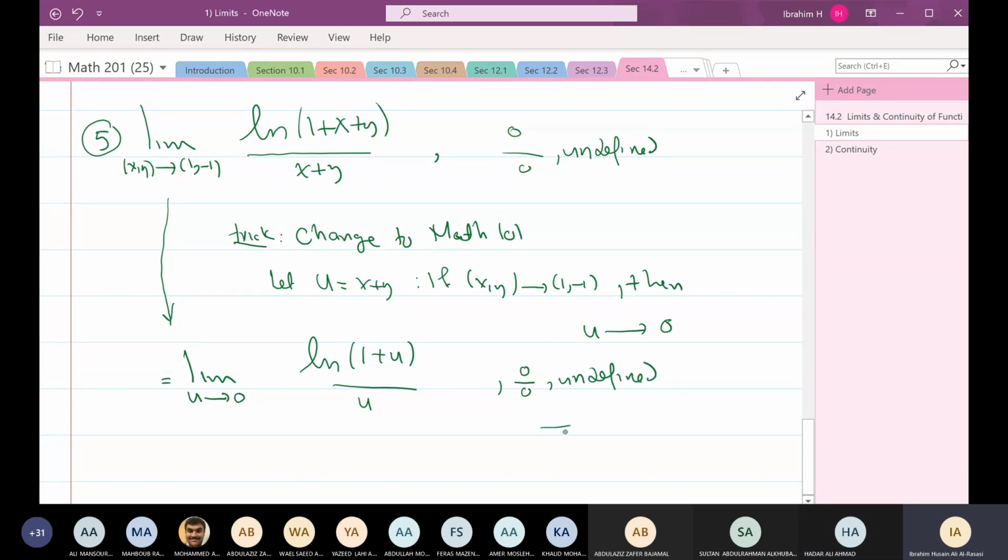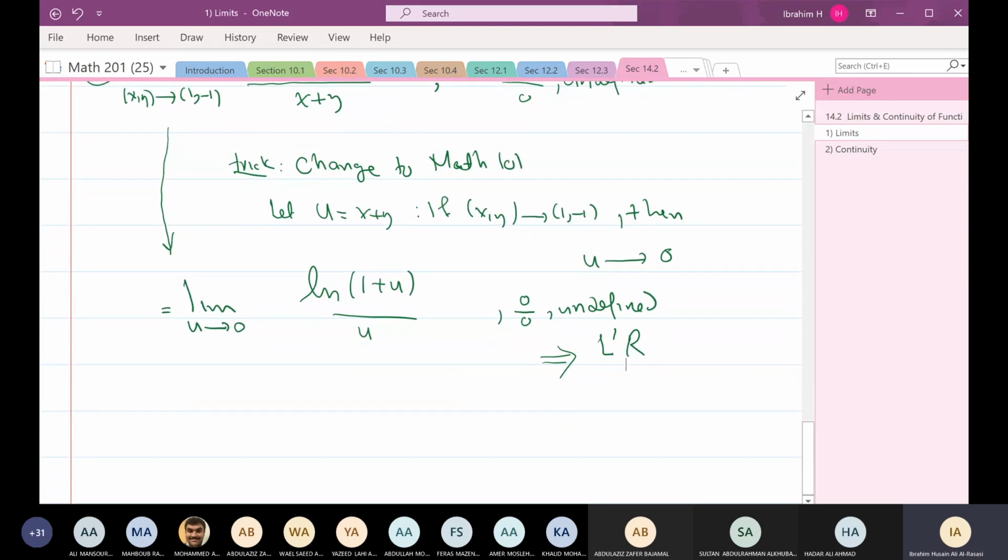How to find the limit in this case? Okay, L'Hopital's rule. Why can you use L'Hopital's rule here? Because it is now a function of one variable, just u, a function of u. You change to a function of one variable, and then you can use L'Hopital's rule. But this is the trick here.